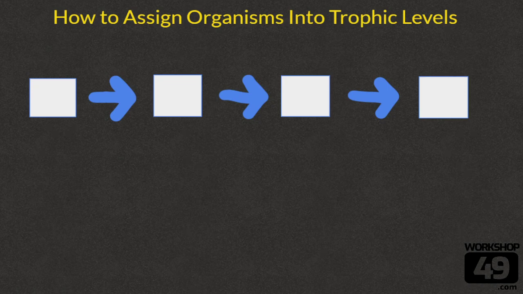Hey everyone! Today we are going to be looking at how we can assign organisms into trophic levels. So to get started with this, we're going to look at an example food chain. And for the purposes of this video, we're going to assume that our food chains end after 4 spots.